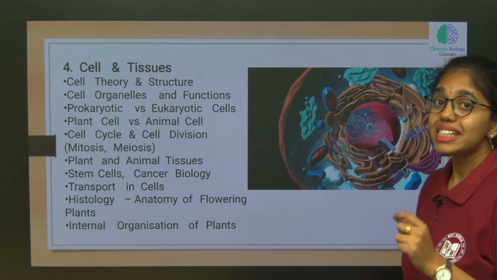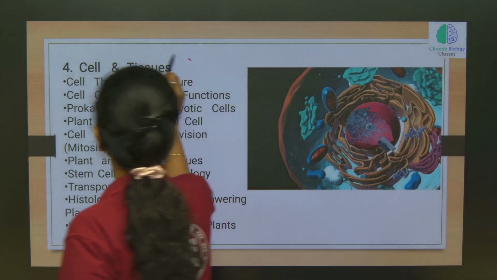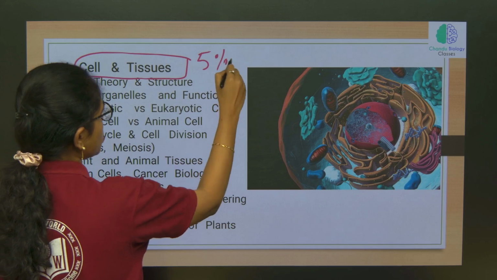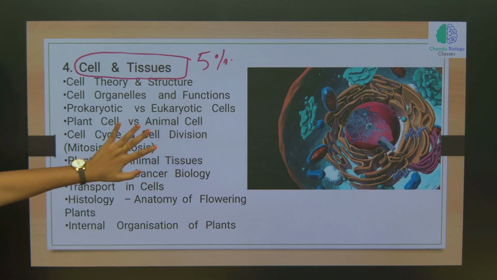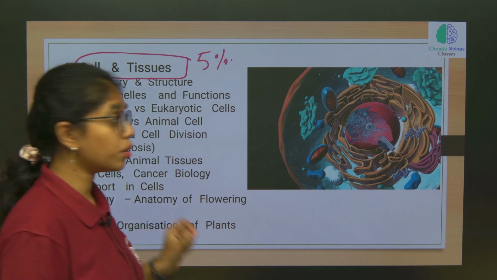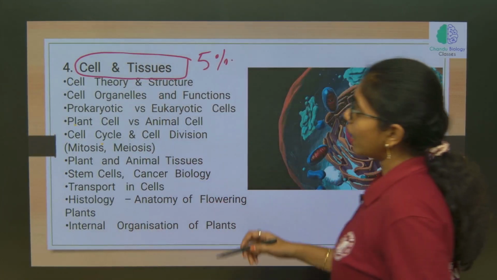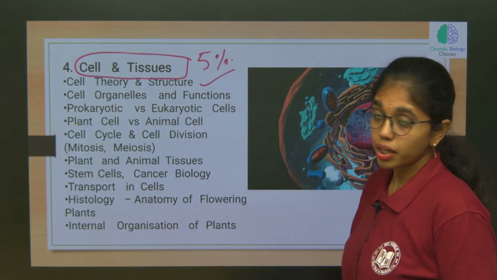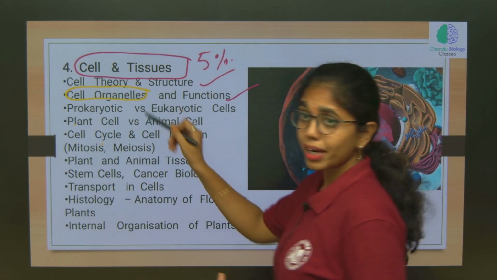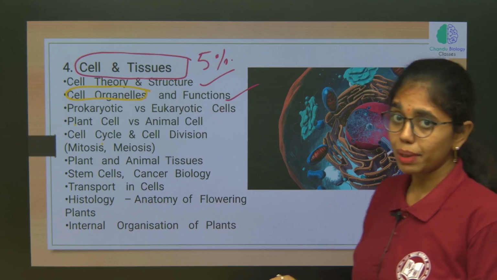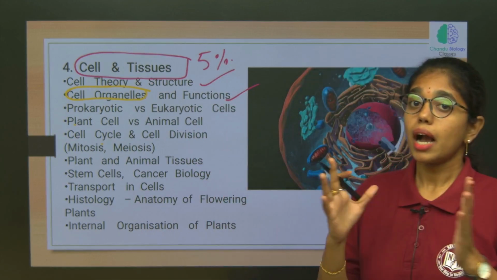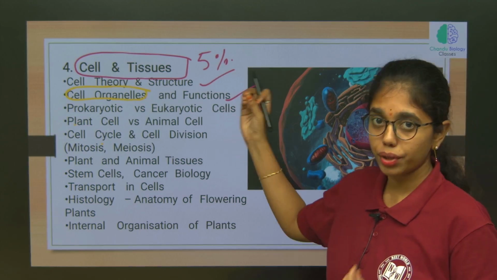Next is about cells and tissues from cell biology. Okay, cells and tissues, 5% of the questionnaire will be from this chapter easily. So, what are the concepts under this that we need to learn? These are the concepts: cell theory and structure, cell organelles and function, all the cell organelles, non-membrane bound, single membrane bound, double membrane bound cell organelles of prokaryotic, plant cell, animal cell. Complete cell organelles we are going to learn.